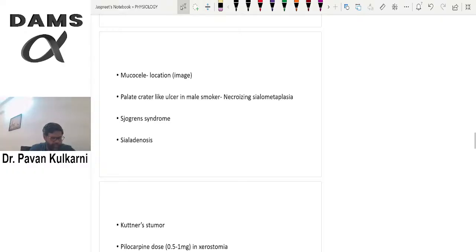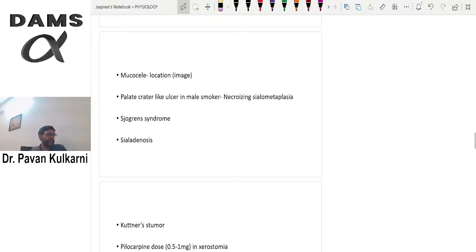non-neoplastic salivary gland lesions. When I talk about non-neoplastic salivary gland lesions, typically a question can come on the mucocele. That is what I discussed when I told you at the start. Location based: lower lip, dome shaped, blue colored, all those things will be asked. And again, a characteristic lesion on the palate, necrotizing sialometaplasia, which will show a crater-like depression, a large crater-like ulcer, in a male smoker. That is what could be asked.